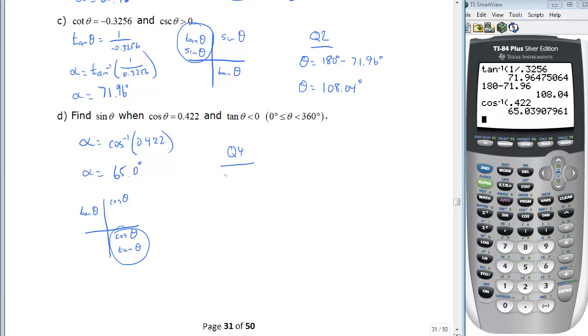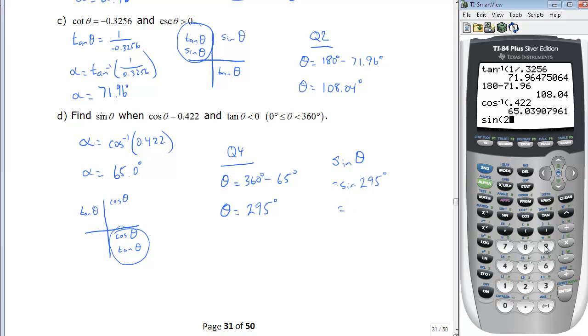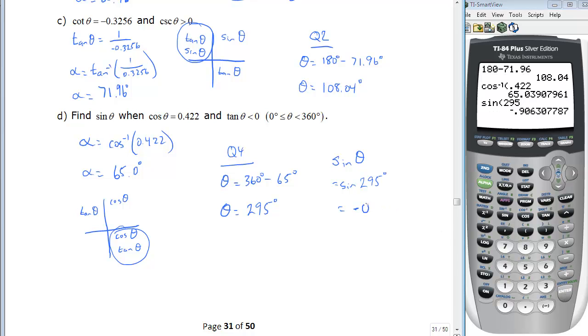So in quadrant 4, we know that the angle is equal to 360 degrees minus the reference angle, which is 65. And so we know that theta then has to be 295 degrees. Now this question wanted the sine of theta, so our last step is just to find the sine of theta, which in this case is the sine of 295. That's a calculator task, so sine of 295 is equal to negative, which makes sense because sine is negative in quadrant 4, 0.906 rounded to 3 significant digits. And so that's the answer to D.